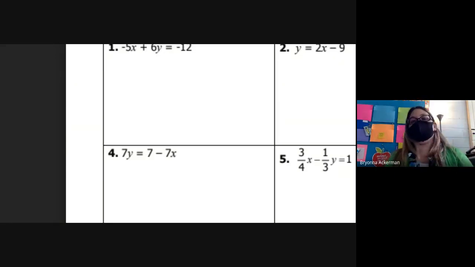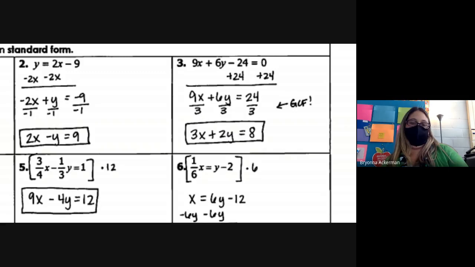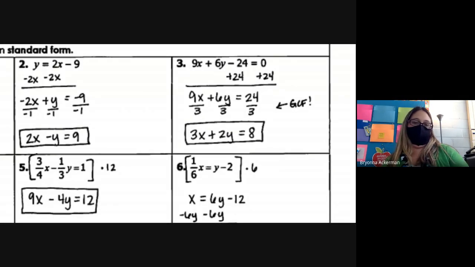In my opinion, 6 is a little easier because what's my only fraction? The one with the x, right? How do I get rid of a fraction? Multiply by the denominator. So I'm going to multiply everything by 6 in this case. 1/6 x times 6 is 1. 6 times y is 6y. Negative 2 times 6 is negative 12.